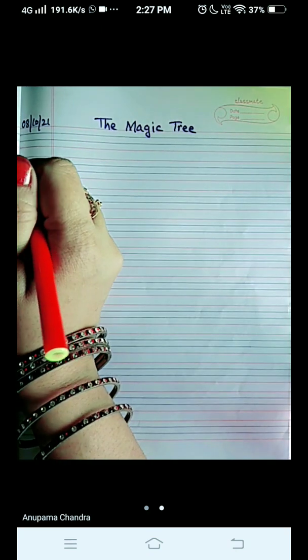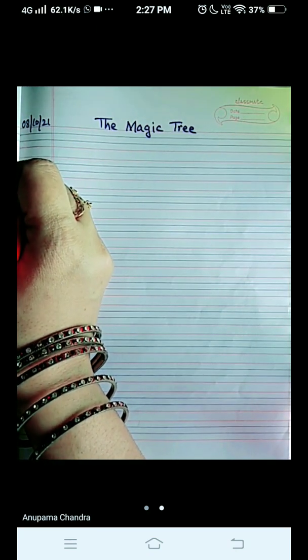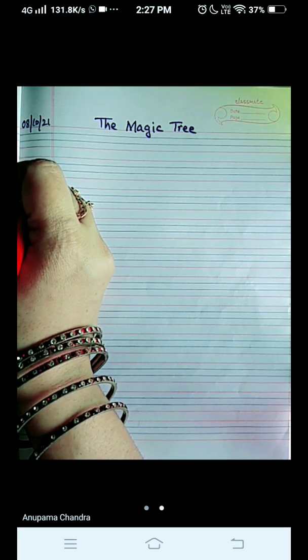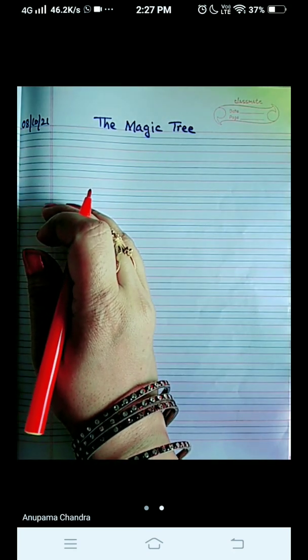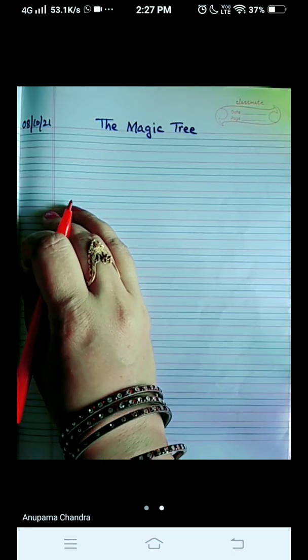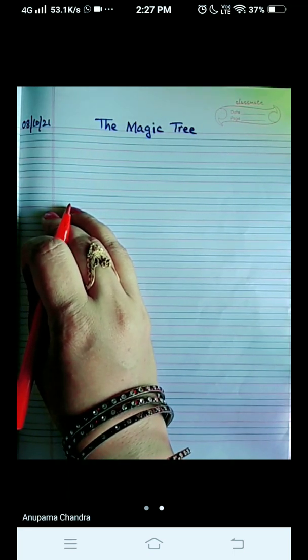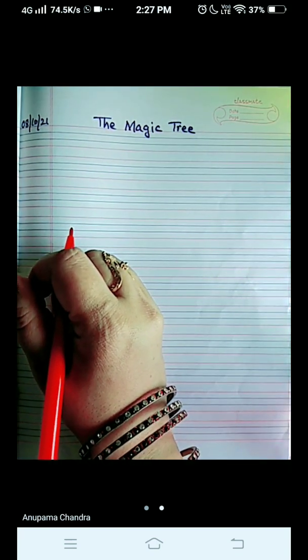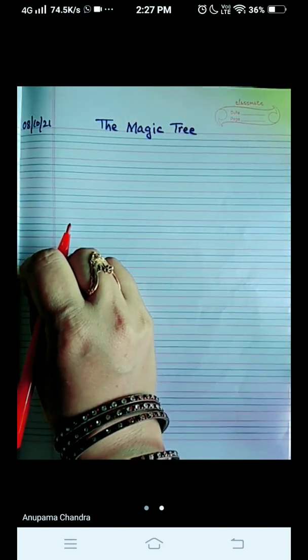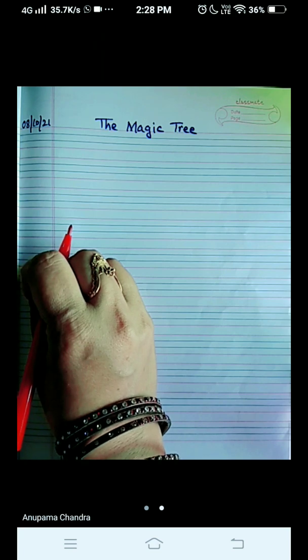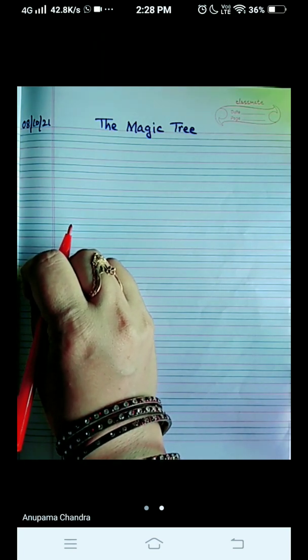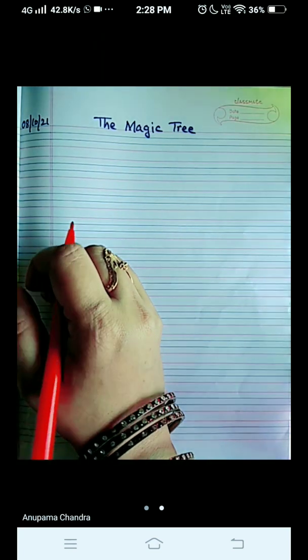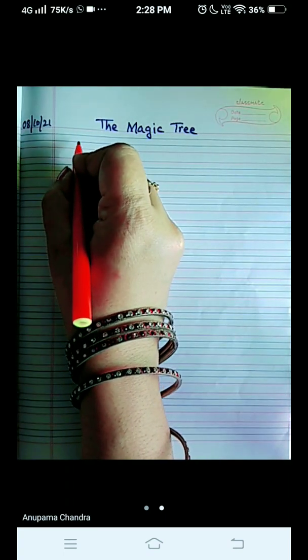On the second line, we'll start. And the question is, match the words in column A with words that have the same meaning in column B. So before we write the question, I need you to write something so that you will remember and understand it better. What this question is about is called a synonym. What is it called? Synonym. So let's write the definition first.